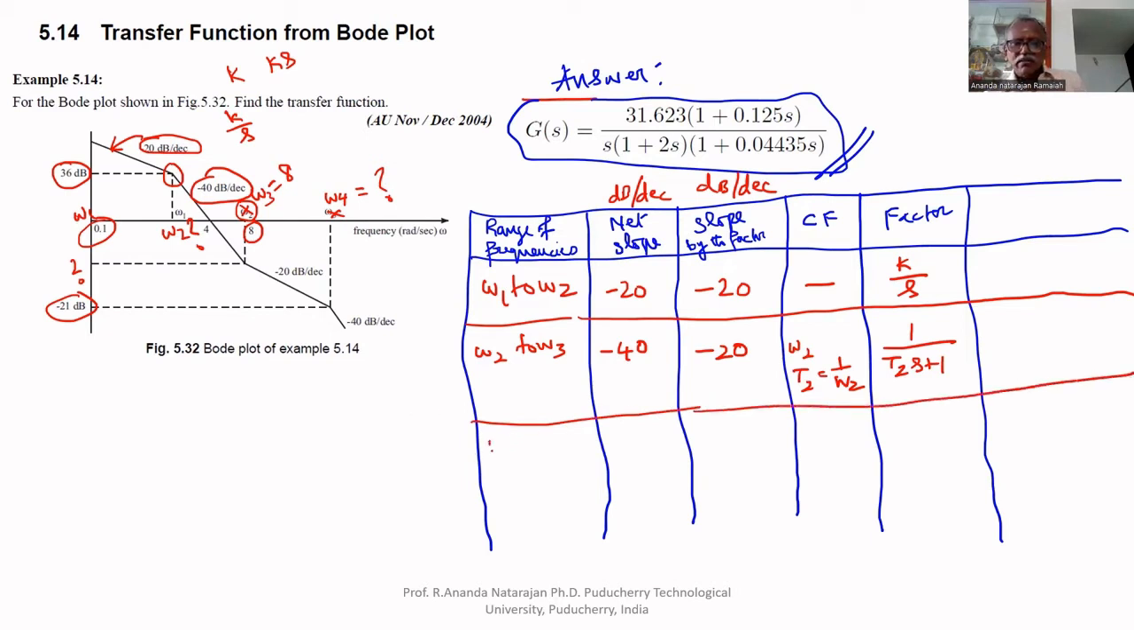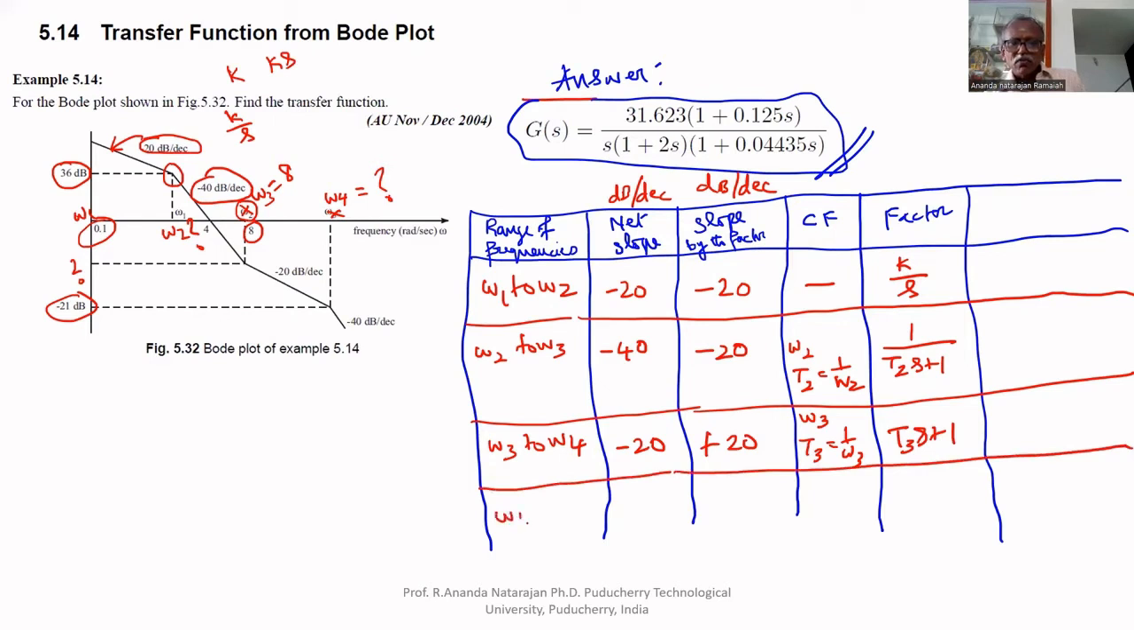The next one is omega 3 to omega 4. Omega 3 is here, it is given 8. The slope is changed from minus 40 to minus 20. The net slope in this range is minus 20. Earlier it was minus 40, now it becomes minus 20, which means plus 20 dB. The corner frequency is omega 3. Therefore, T3 equal to 1 by omega 3. Therefore, this is a numerator factor, plus 20, so T3s plus 1.